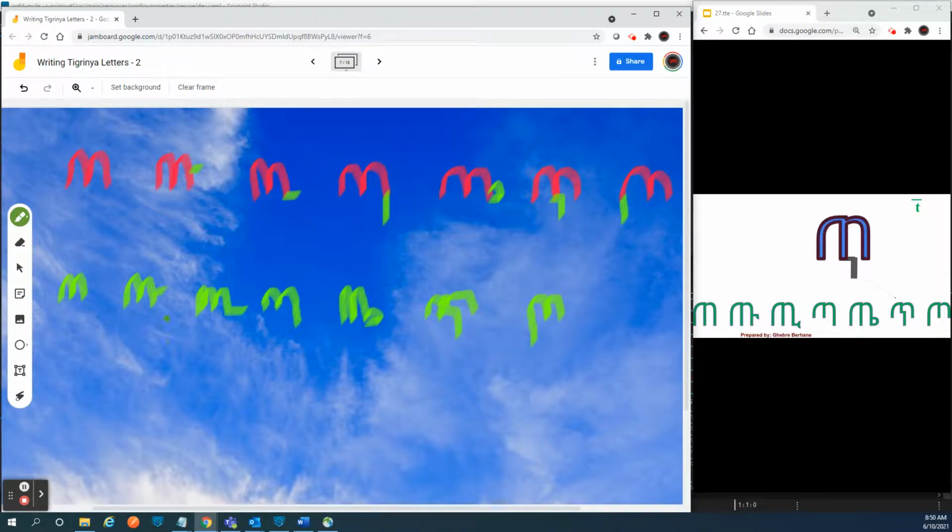So I want you to see the difference between te and te. Many people don't read it properly. They say te instead of te. This is te, not te. Te, tu, ti, ta, te, tu, to.